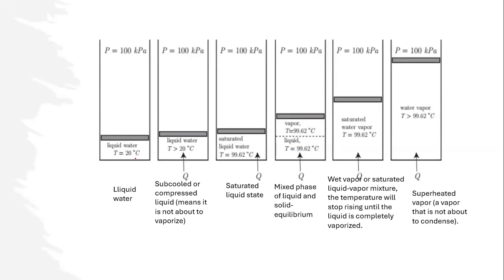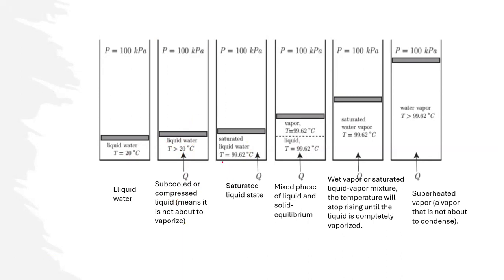When the temperature is equal to 20 degrees, this will just be called the liquid. But when the temperature is greater than 20 degrees but less than the boiling point, what type of liquid are we going to have in the container or in the cylinder or in the piston? We're going to have the subcooled or the compressed liquid, if you still remember that.